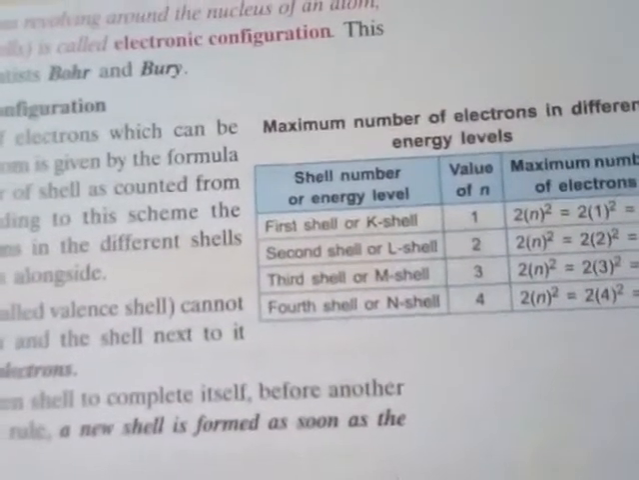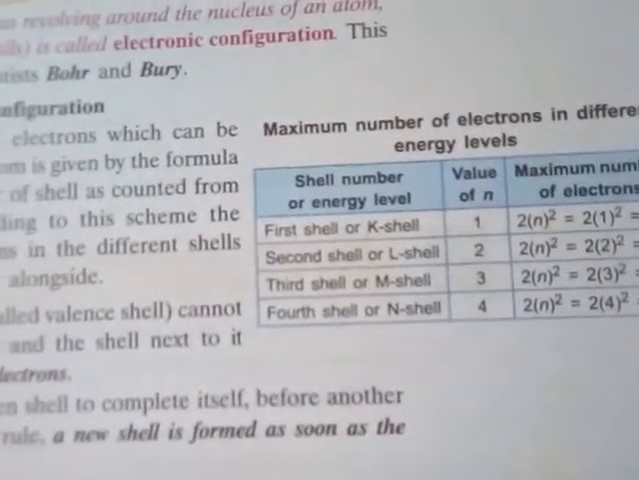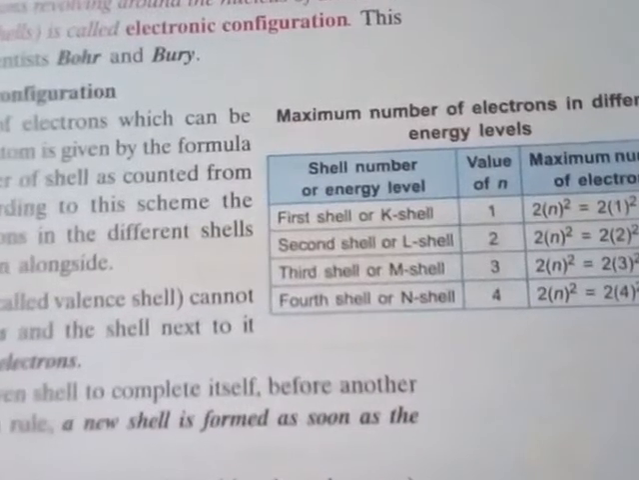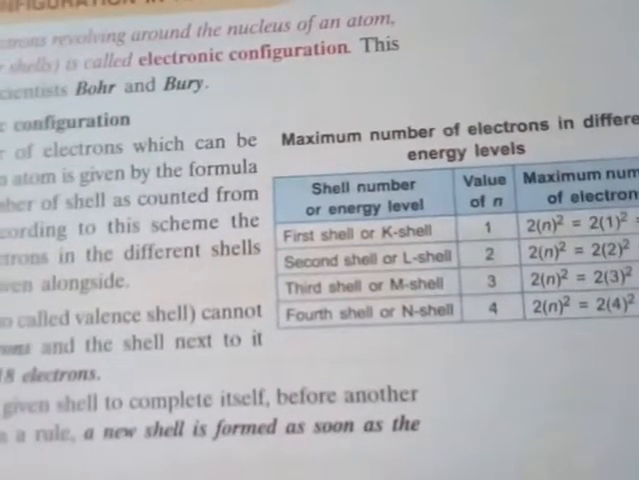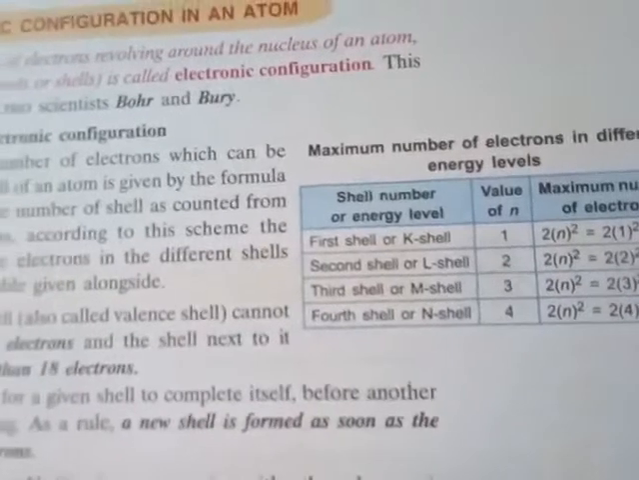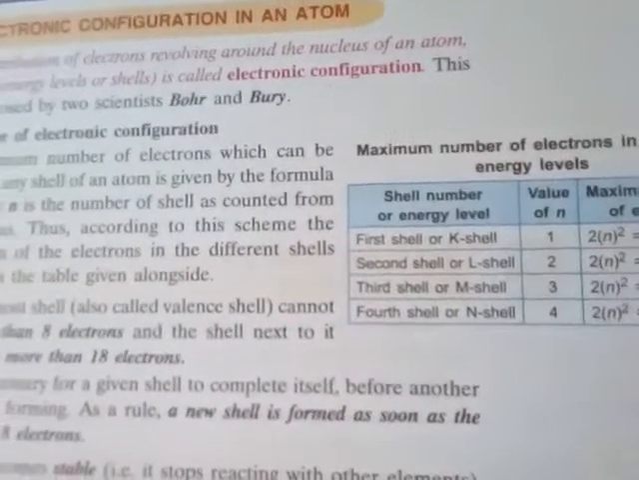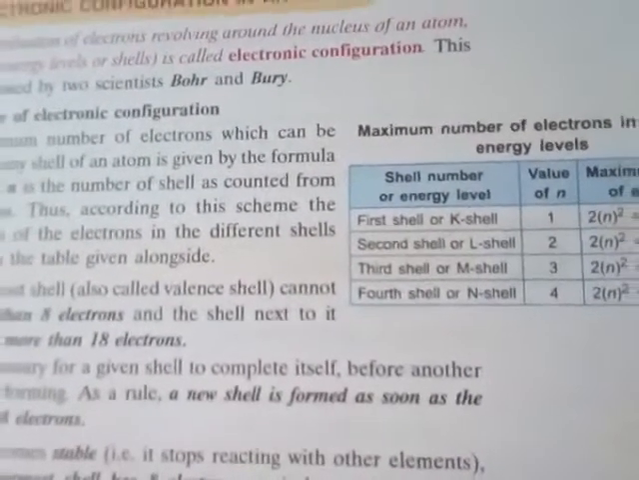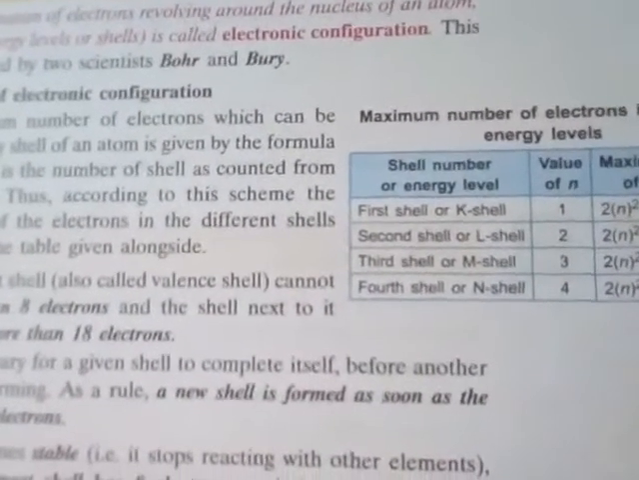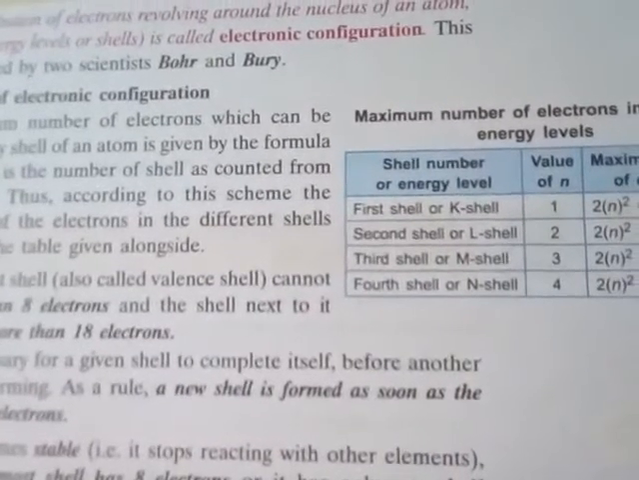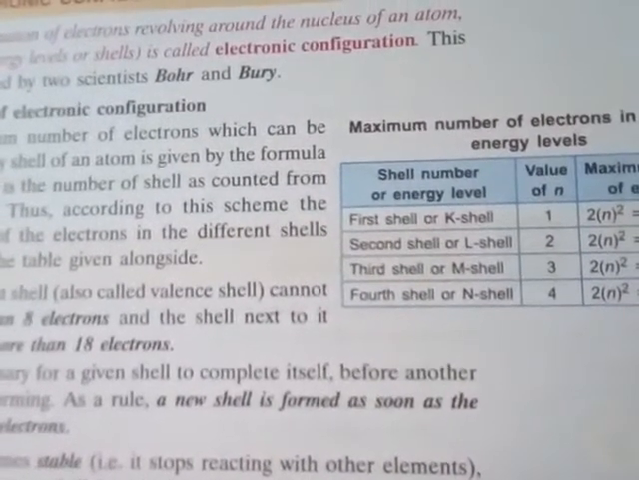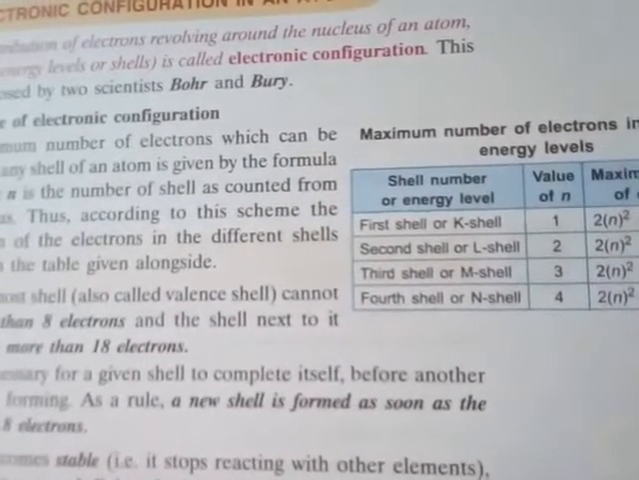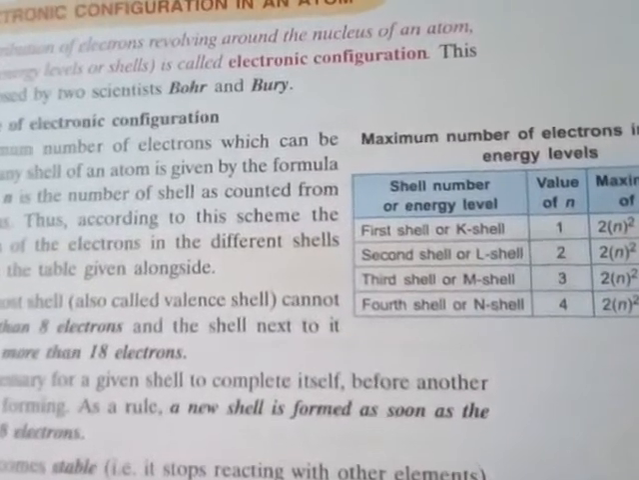The third rule: it is not necessary for a given shell to complete itself before another shell starts forming. As a rule, a new shell is formed as soon as the shell attains 8 electrons. As soon as 8 electrons come, one shell is complete and another shell will start. Like potassium, 2, 8, 8. One shell will be completed, and another shell will come with the remaining electron, that is 1.